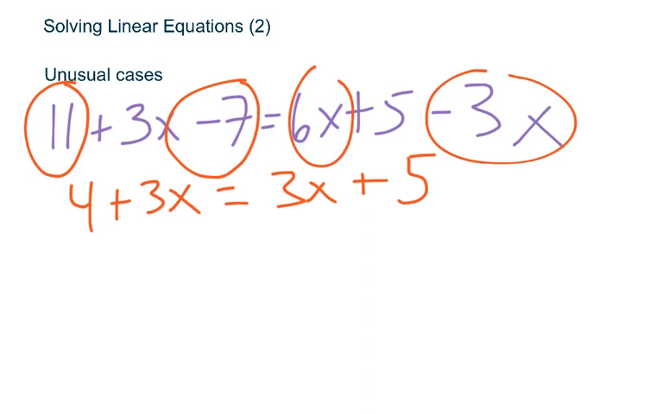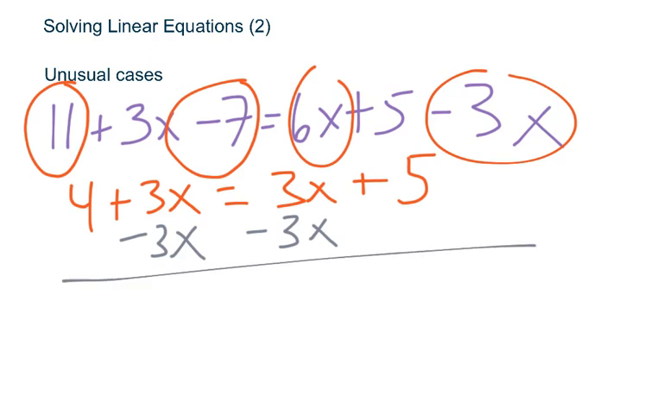Next step is to get the variable on one side. Well, over here on the left, I have a positive 3x. If I would like that to cancel out, I can get there by subtracting 3x. Whatever I do to the left, I have to do to the right in order to keep the equation balanced. And here's where weird stuff starts to happen. I'm going to bring down the 4. 3x minus 3x is 0, which causes that to drop out.